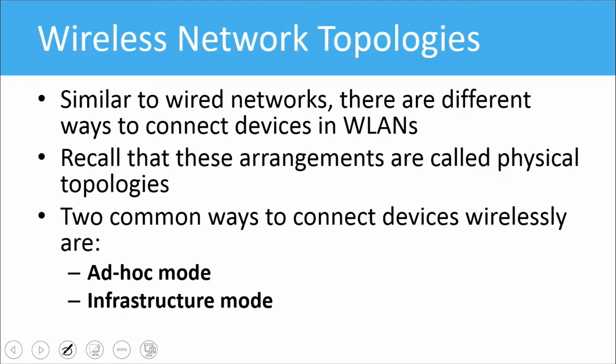All right, so let's talk about wireless network topologies. So similar to wired networks, there are different ways to connect devices in wireless LANs. Recall that these arrangements are called physical topologies, but know that when you're connecting wirelessly, the physical location of your devices don't necessarily always matter as much as they do when you're using physical cables, right? So there are 2 common ways, though, to connect devices wirelessly. There's ad hoc mode and also infrastructure mode.